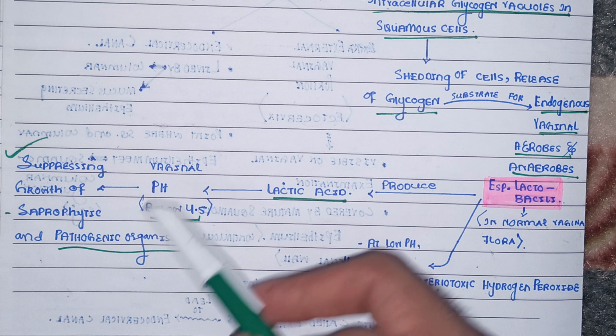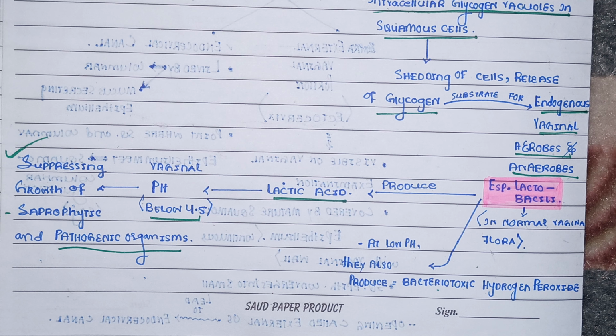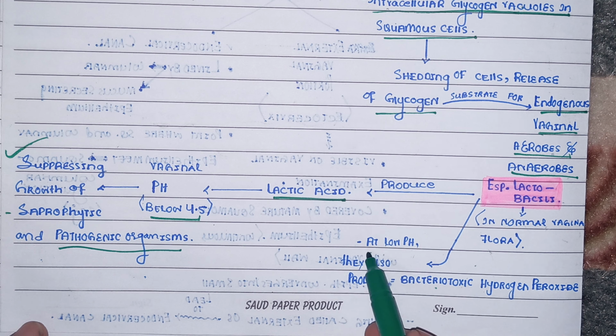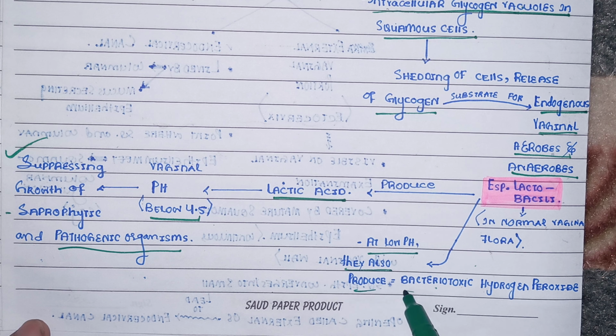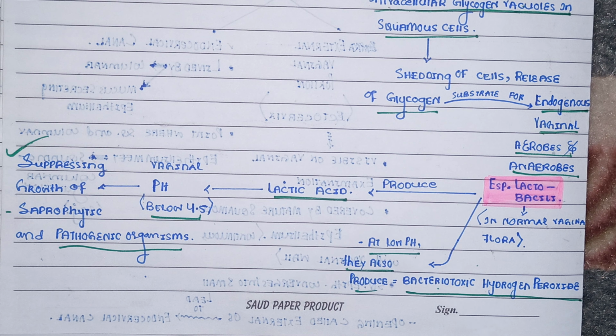Okay, by maintaining the vaginal pH acidic. Okay, what else can this bacteria do? Lactobacilli, at low pH, also produce a very important molecule, the bacteriotoxic hydrogen peroxide. This is not an enzyme, this is a very important molecule.